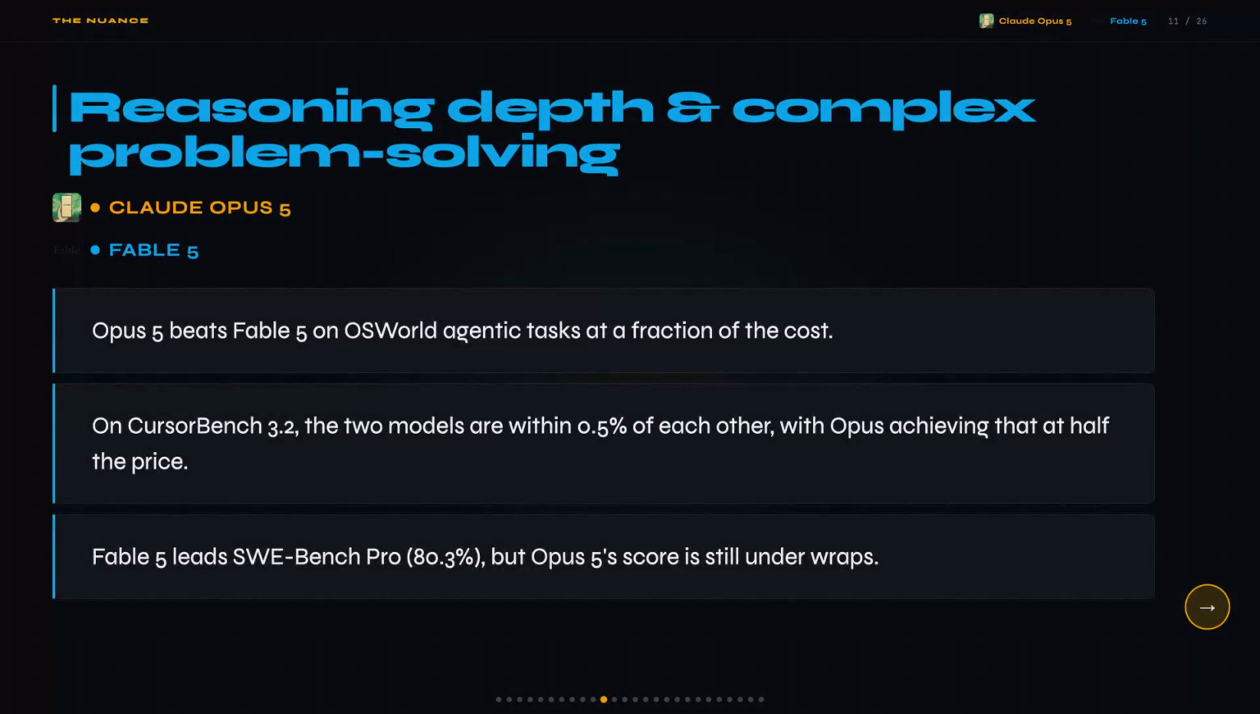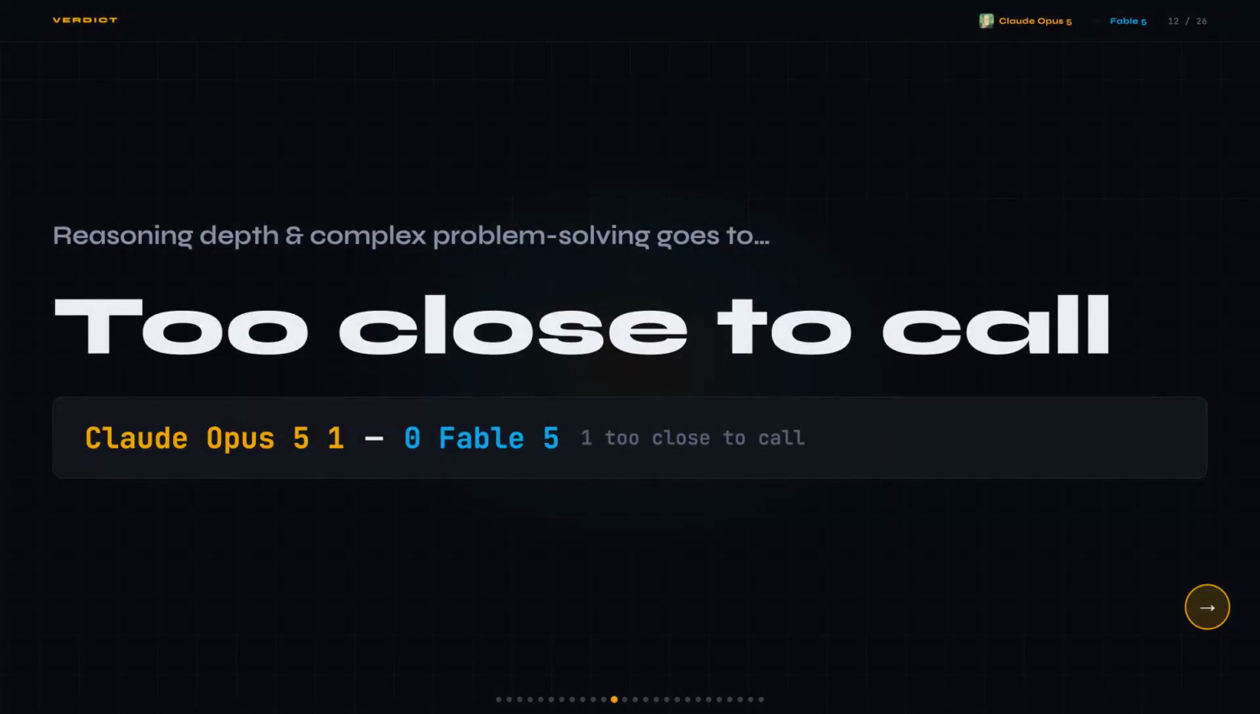And this is kind of the tricky part because the SWE Bench Pro number for Opus 5 just isn't out yet, so we can't do a clean head-to-head on coding benchmarks. And the OS World and Cursor Bench results are real, but they're different test setups, so I wouldn't stack them against each other directly. Honestly, I was expecting Fable 5 to pull ahead on raw reasoning given its coding benchmark reputation, and maybe it does on SWE Bench once those numbers drop. But right now, the data we have is too split to call a winner cleanly, so this one's a tie, and the score stays at Opus 5 1, Fable 5 0, 1 tied.